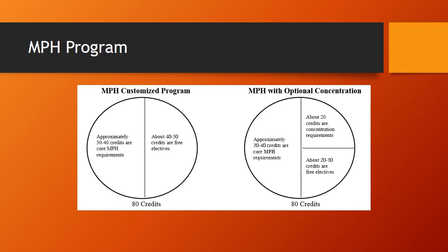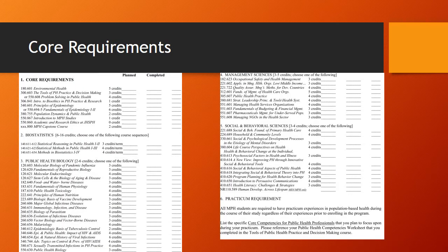So almost every single course I took fulfilled some sort of requirement. I only took one elective, and that was at the very end. So I'll begin by showing you the core requirements. So these are the core requirements. You'll see the core requirements number one, two, three, and four.